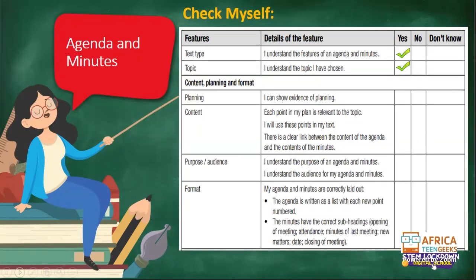Okay, yes. Awesome. For content, do you understand that there's a clear link between the content of the agenda and the content of minutes? Yes. I understand the purpose of an agenda and minutes. You understand the format of an agenda and minutes? Yes. So this was an easy one today, right, guys?